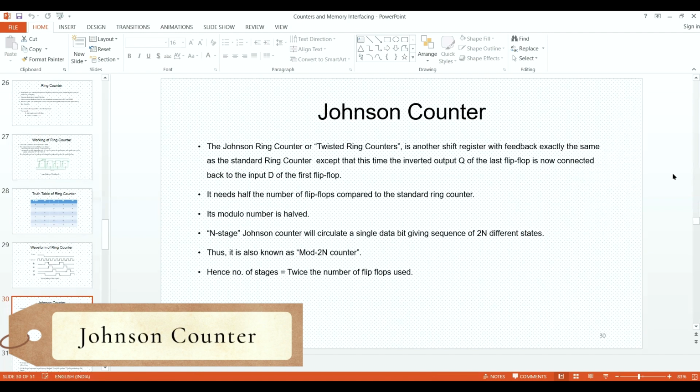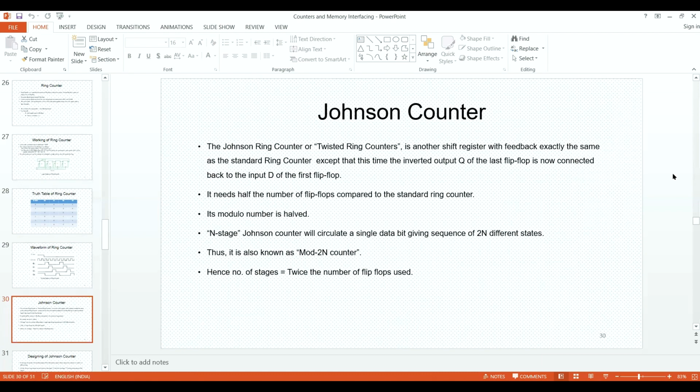Another name is twisted ring counter, also known as mod 2n counter. The number of stages depends on twice the number of flip-flops used. That is very, very important. So we are going to use half the number of flip-flops. Basically, the only objective is to reduce the number of flip-flops.